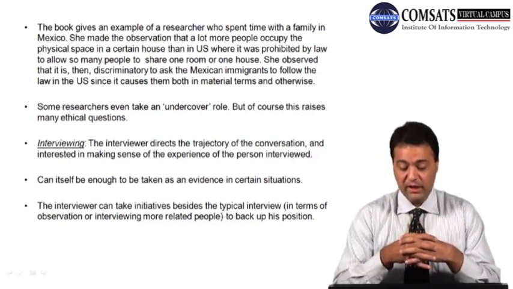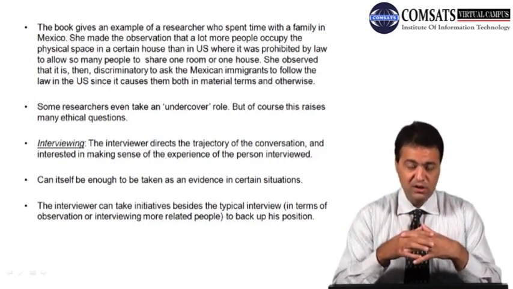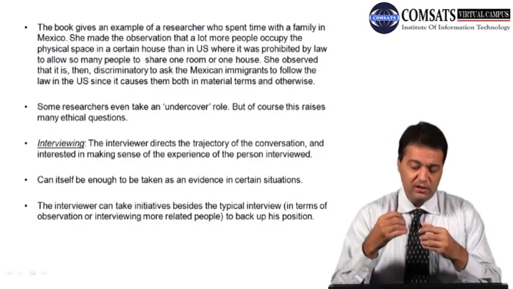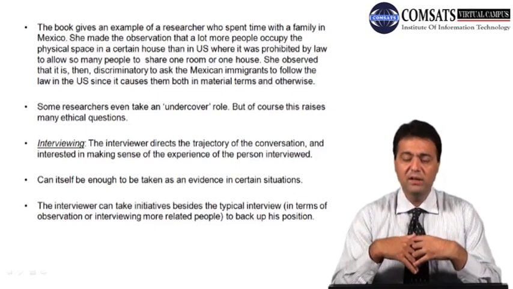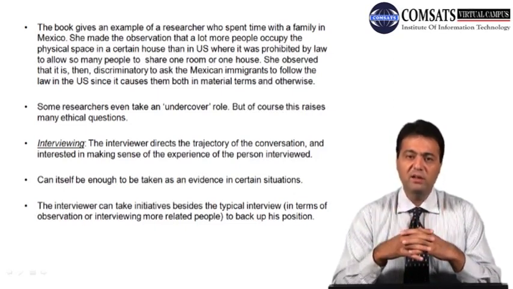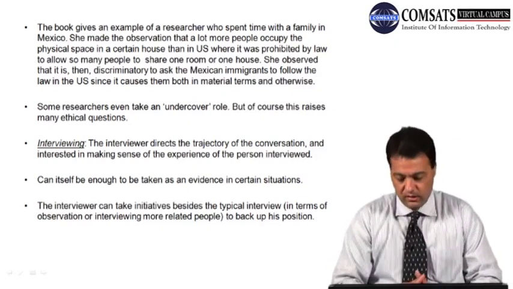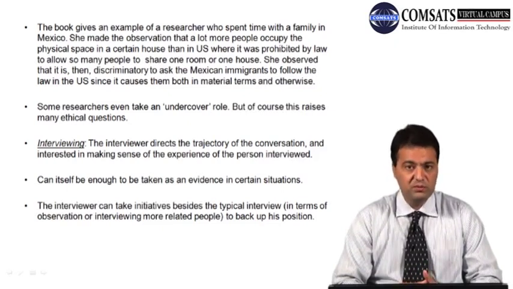Can it itself be enough to be taken as evidence in certain situations? Certain situations, कुछ हालात ऐसे होते हैं, कुछ जगह ऐसी होती है कि जहाँ पे सिर्फ इंटरव्यू जो होता है वो भी शवाहिद के तौर पे काफ़ी माना जाता है, उसमें और फिर एविडेंस की ज़रूरत नहीं होती. The interviewer can take initiatives besides the typical interview in terms of observation or interviewing more related people to back up his or her position.